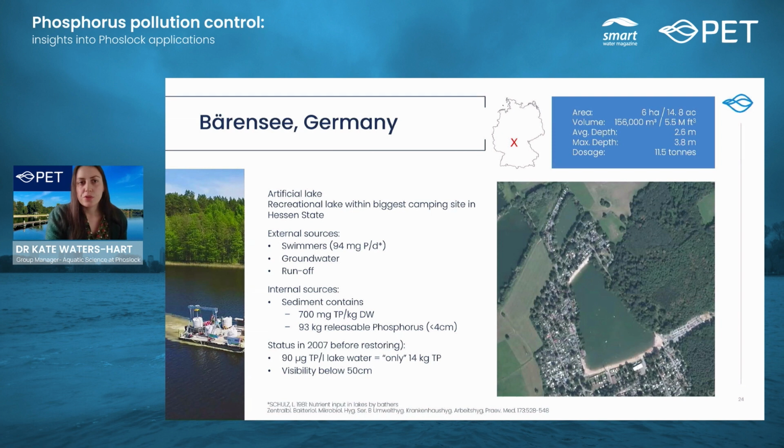Moving on to Barentszee, also in Germany, it's an artificial lake, a recreational water body with the biggest camping area in the Hessen state. So it's very popular with swimmers. Swimmers can provide 94 milligrams of phosphorus per day, so a huge amount of external sources, particularly if you have a high number of swimmers using the water body. It also still suffered from runoff and groundwater. Through assessment, the sediment was known to cause problems in terms of phosphorus release, and the phosphorus concentrations were high prior to treatment.